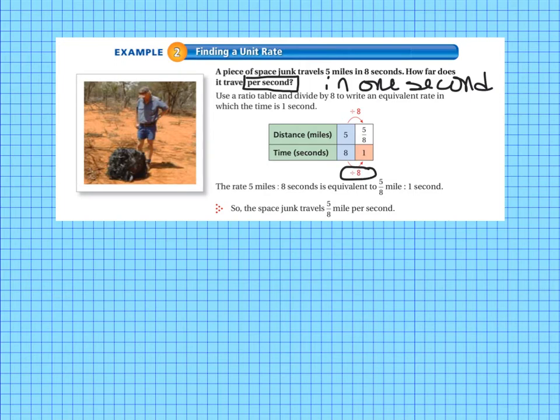If you divide the bottom of your fraction by 8, you have to divide the top of your fraction by 8. So 5 divided by 8 is 5/8. That gives us a funny looking fraction because we've got a fraction within a fraction, but it's really just over 1, so it's okay. It's 5/8 of a mile. So the rate 5 miles to 8 seconds is equivalent to 5/8 of a mile per 1 second. So the space junk travels 5/8 of a mile per second.